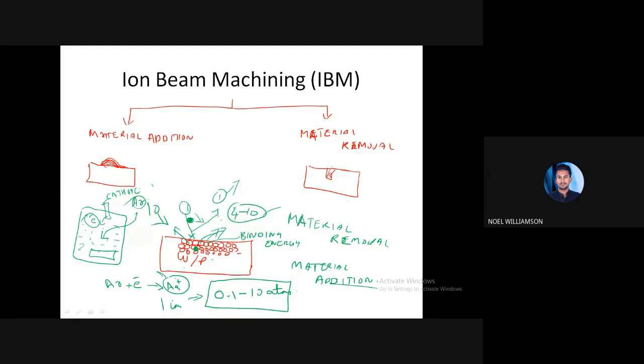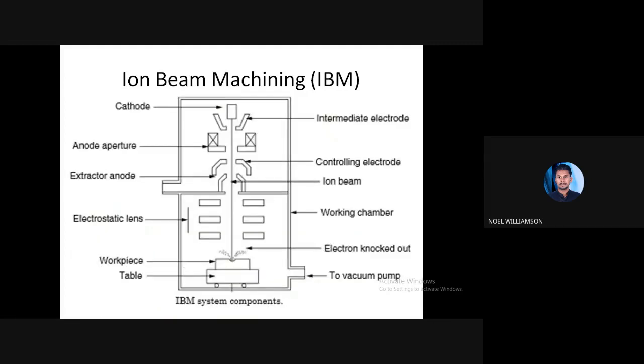So now this is the experimental setup or the components in the ion beam machining. That is, this is the cathode. You can see the cathode and the intermediate electrodes, anode aperture, etc. Like the magnetic lens and deflection coils in the EBM, we have anode aperture, extractor, electrostatic lens, etc. in order to focus the ions to the workpiece. So you have to draw the figure or study the figure.